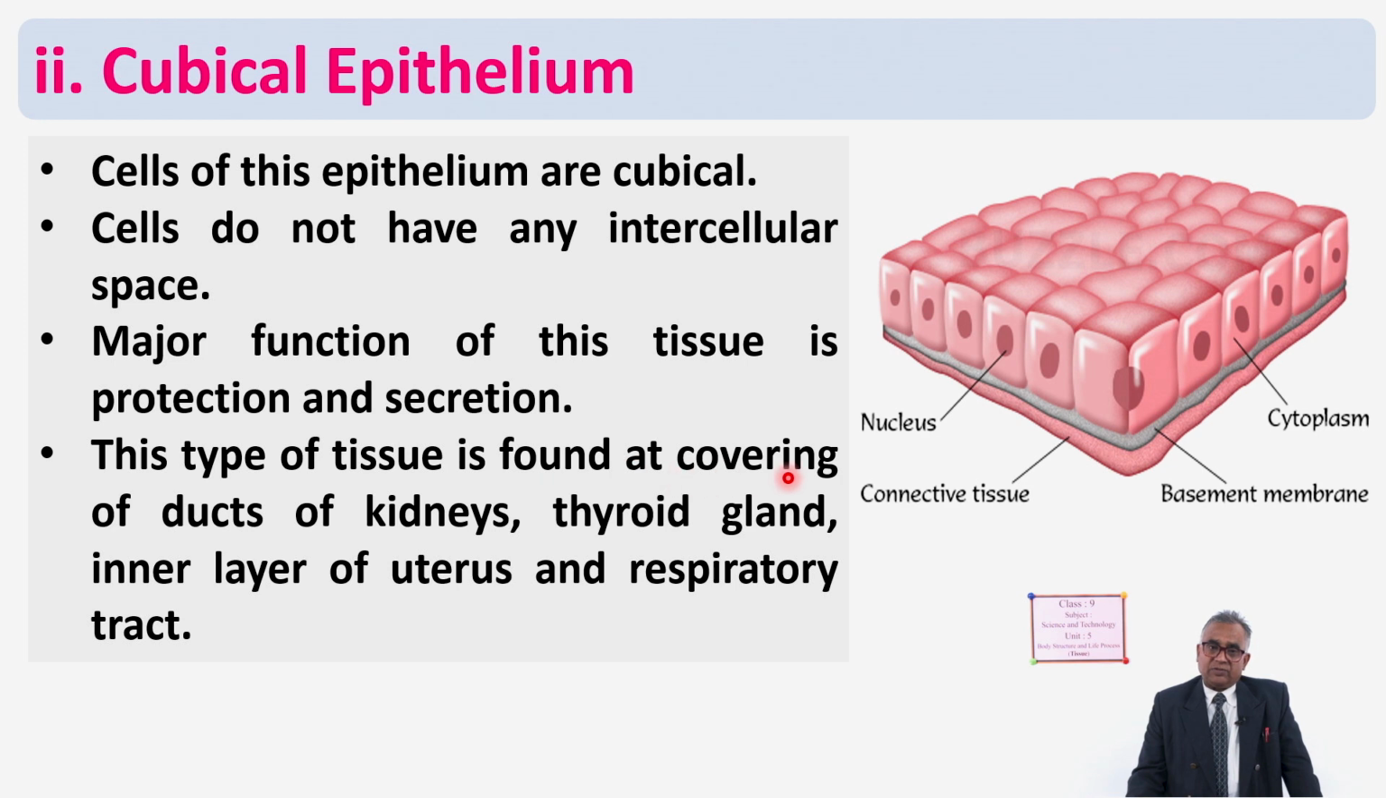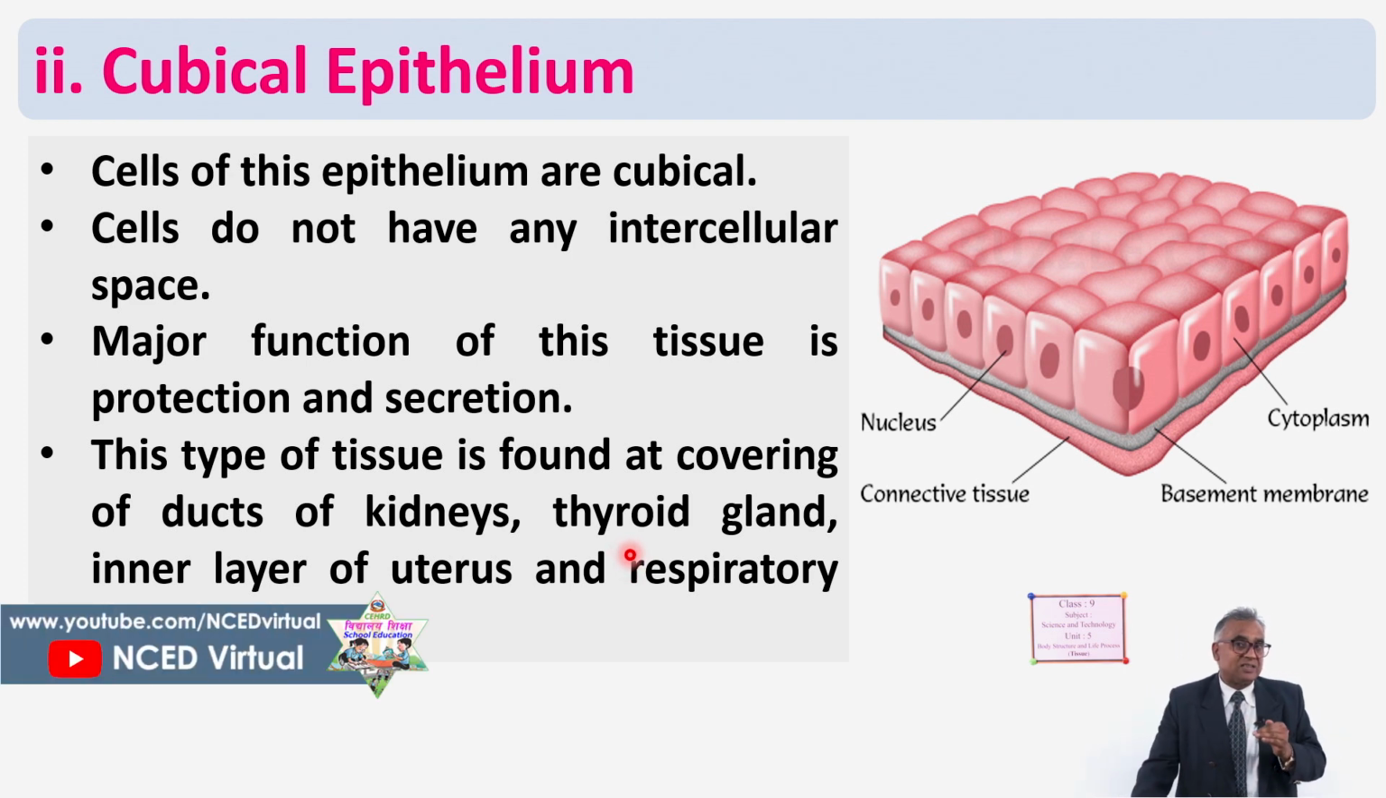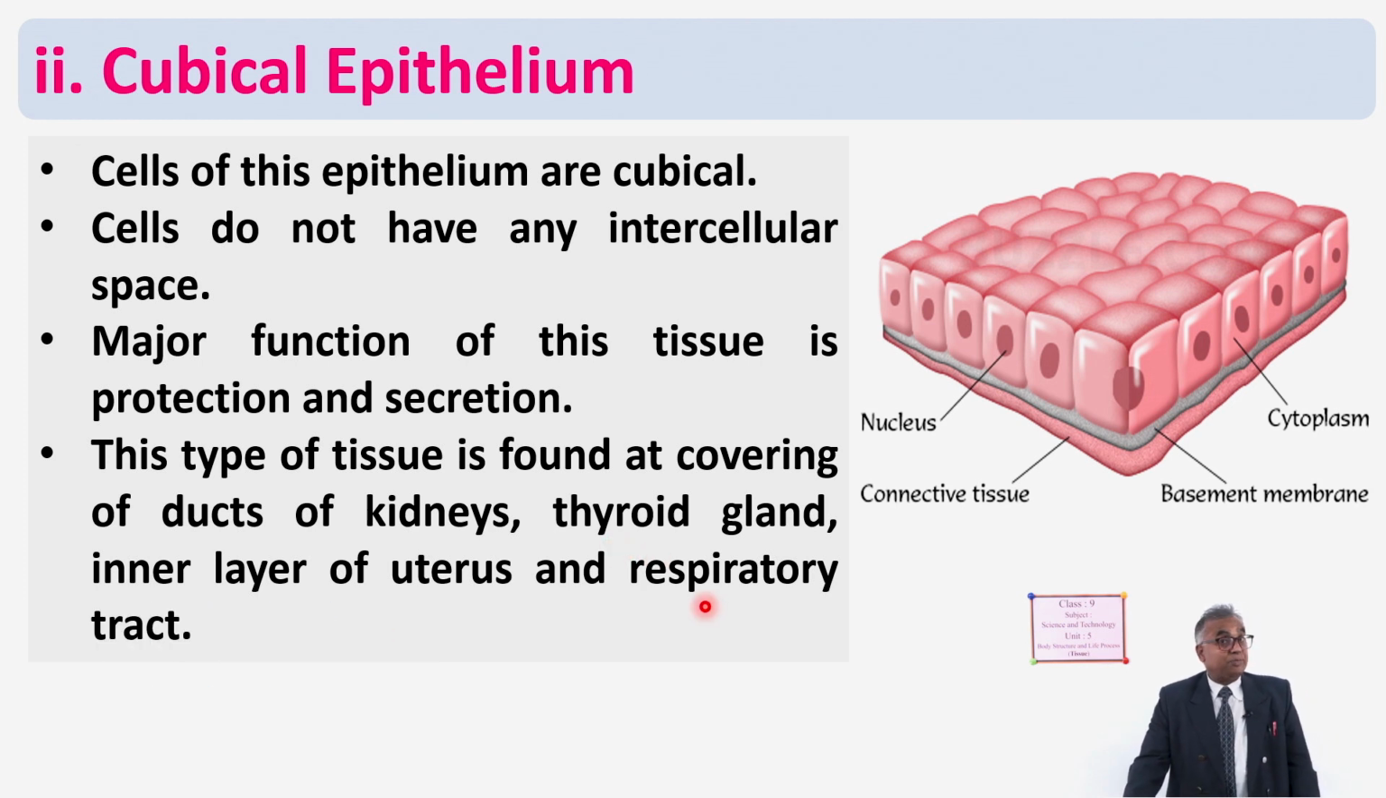This type of tissue is found at the covering of ducts of kidneys. Thyroid gland, where is it found? Thyroid gland is found here inside our throat. And when it enlarges abnormally, it becomes goiter. Okay. Inner layer of uterus in female reproductive organs, and respiratory tracts, respiratory ducts, tracts, ducts, tubes, similar, synonyms. Okay. So that was about cubical epithelium.